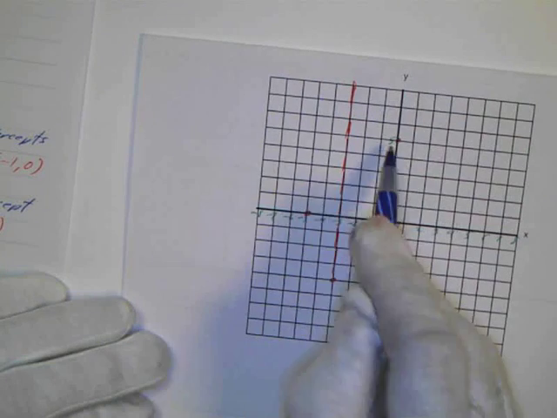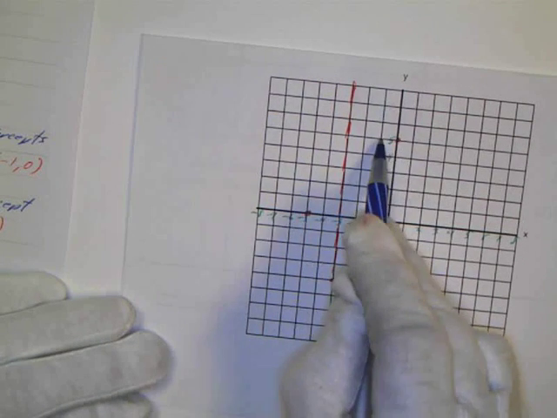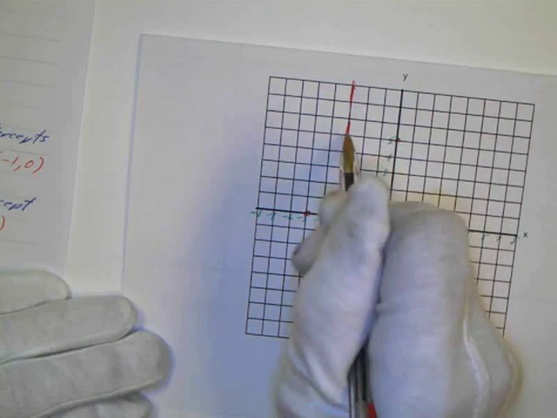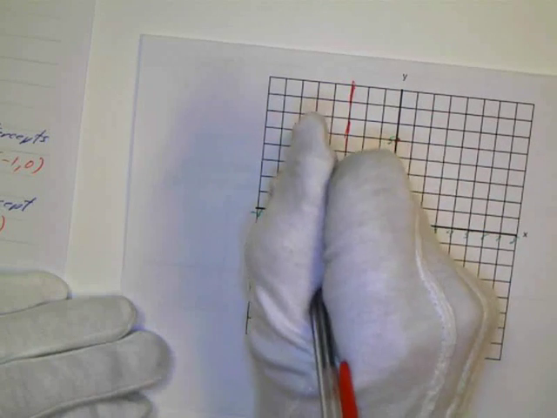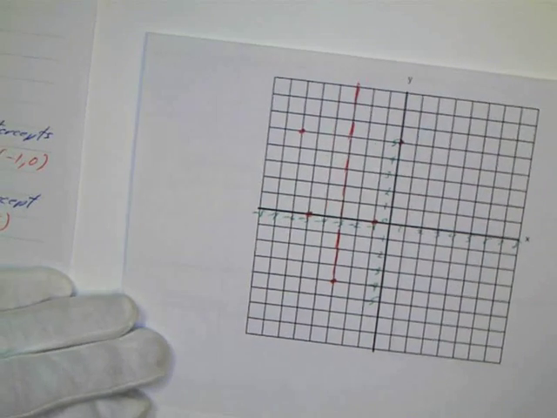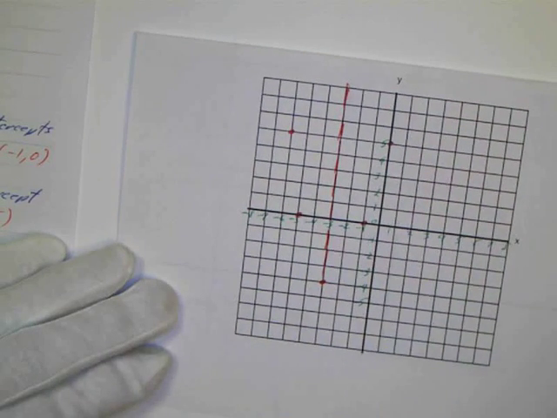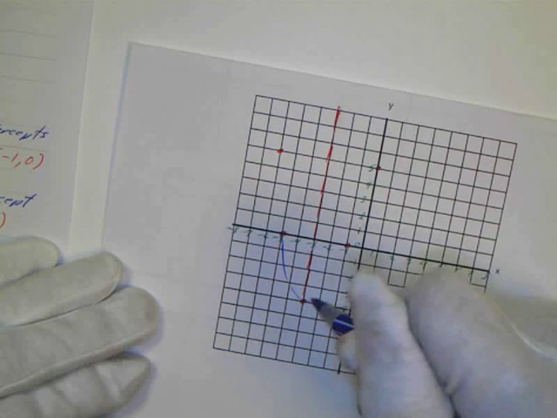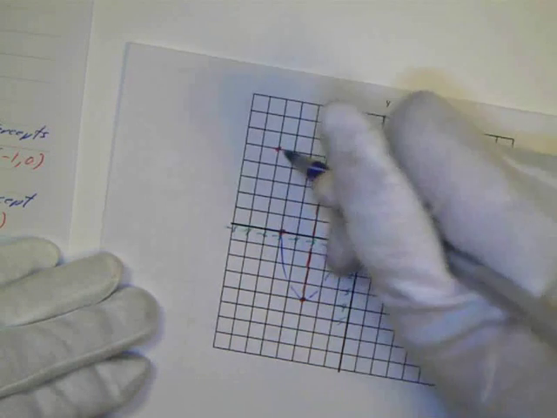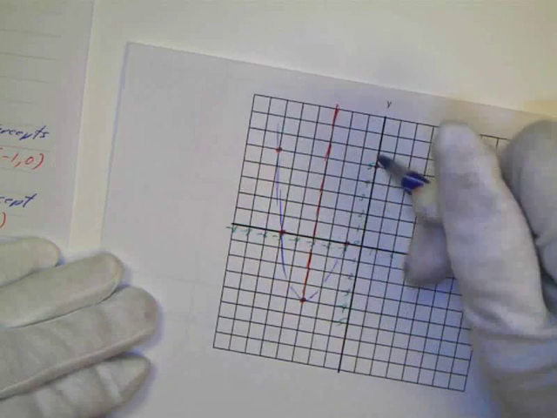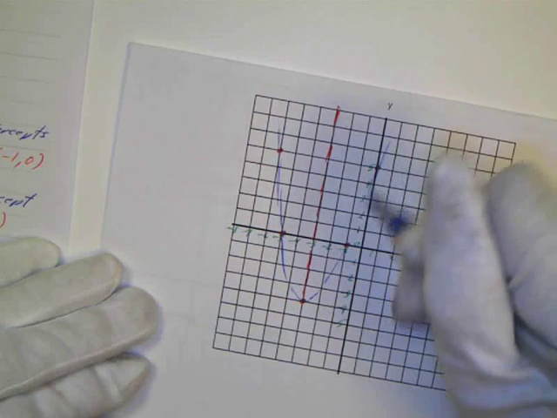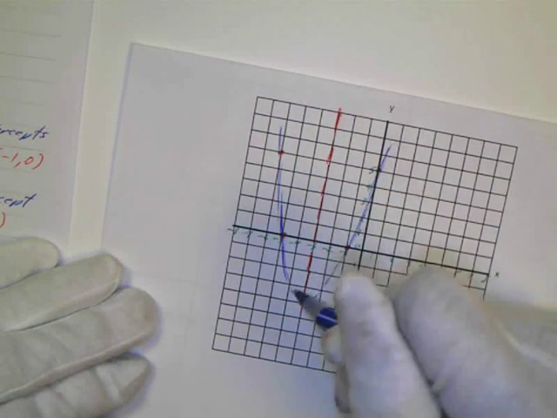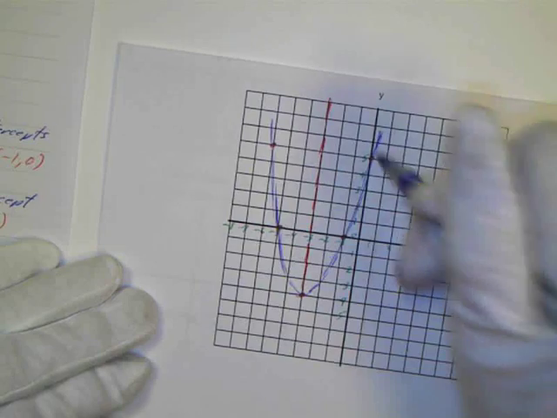Now once we have that point in, we know we have an axis of symmetry. This point is 3 units to the right of the axis of symmetry, so I know I have to have another point 3 units to the left. And I've got, looky there, 5 real nice points, so I can graph this parabola. Try to make this as rounded as you can at the bottom. And there's your parabola.